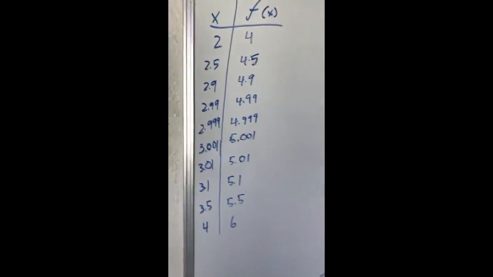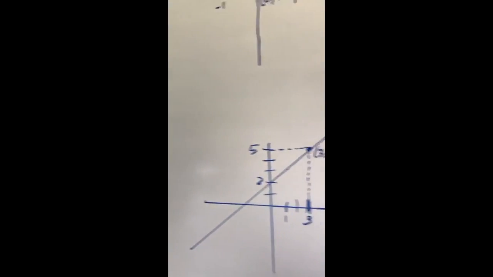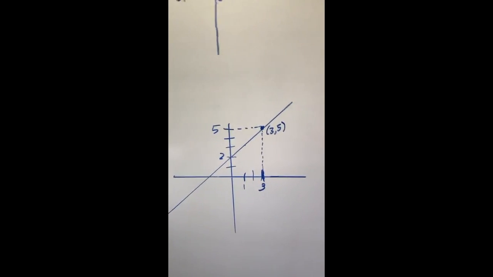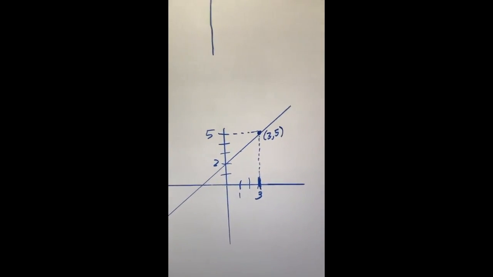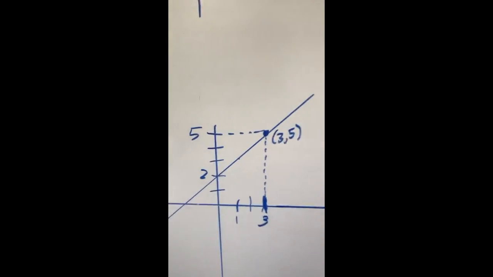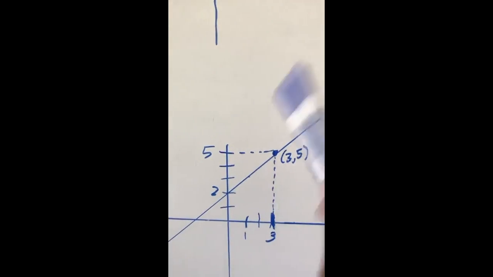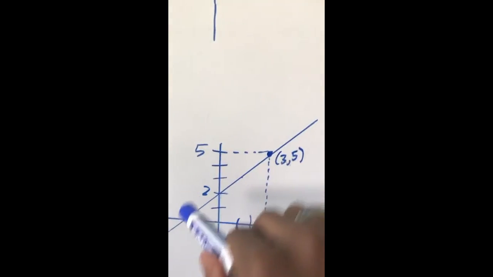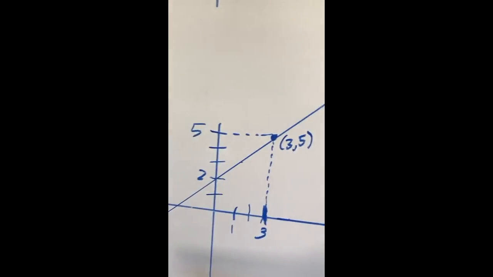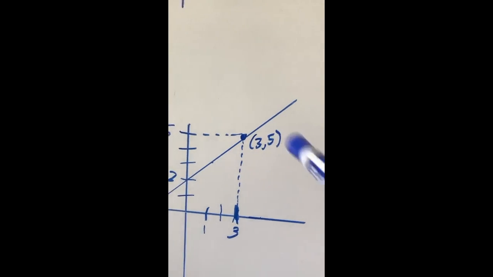And I can illustrate this further with a graph, which also demonstrates the same thing. So here we have the graph of f of x equals x plus 2, and I use these dotted lines to show that as x is getting closer to 3, f of x is definitely getting closer to 5.